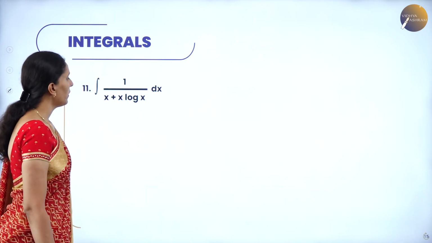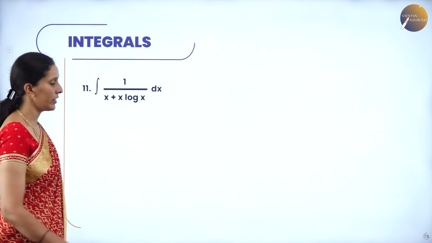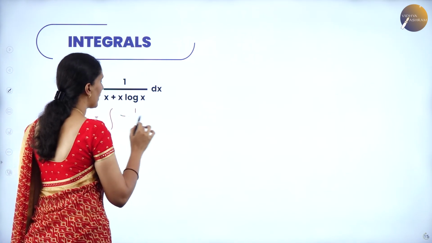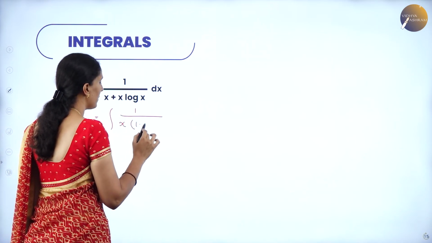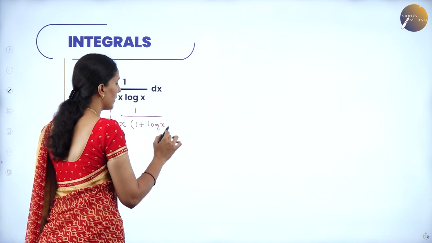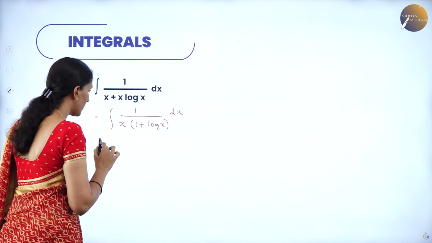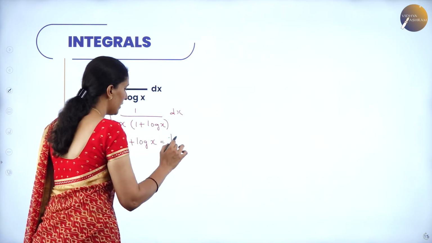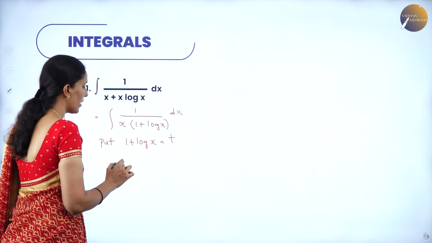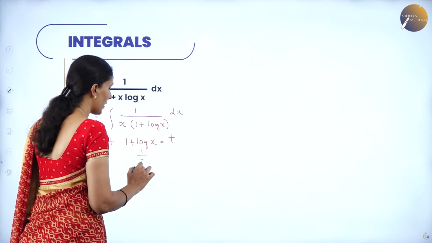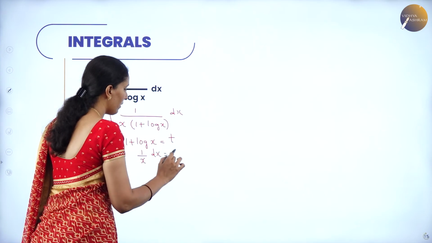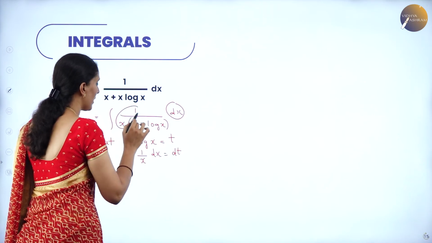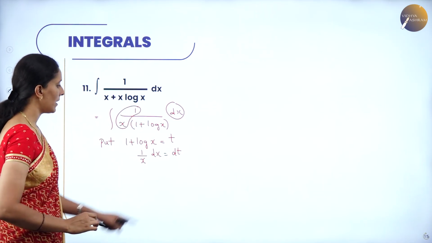Next one, 1 over x plus x log x into dx. So here in the denominator, x is the common factor. Let me take x as the common factor, then it becomes 1 plus log x into dx. Now put 1 plus log x is equal to some t, and differentiate it. Derivative of 1 is 0, derivative of log x is 1 by x with respect to dx, and derivative of t is dt. Now look here, 1 by x into dx I will replace as dt.